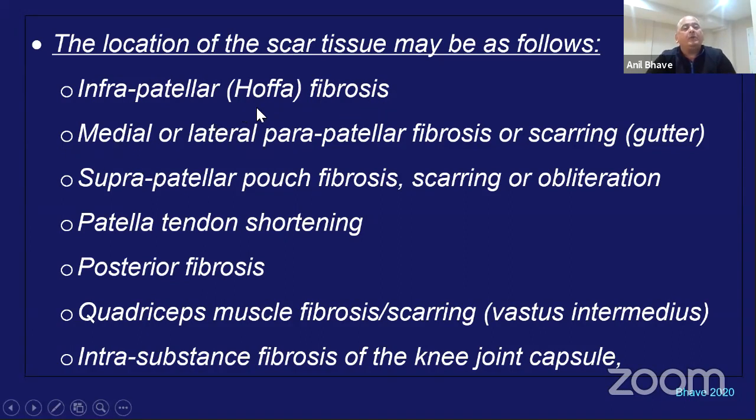Where are we finding the problems in the fibrosis model? I was lucky to be part of this JBJS British publication on international consensus on fibrosis of the knee joint. We published that 4 years ago. And when we looked at all the literature of all the problems that happen in knees: infrapatellar fibrosis, medial and lateral parapatellar fibrosis, suprapatellar pouch fibrosis, patellar tendon shortening, posterior fibrosis, quadriceps muscle fibrosis. I have seen that. Vastus intermedius can get scarred down on the femur. You can actually have fibrous slits that grow into the periosteum of the femur that have to be taken down. So we've seen all of that.